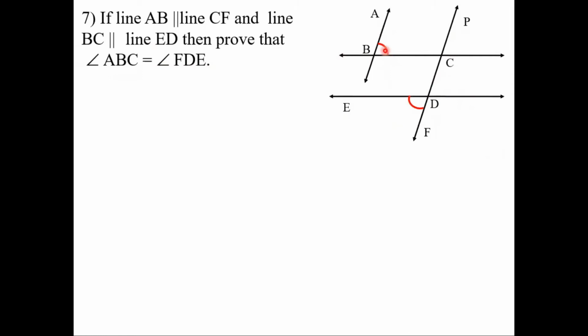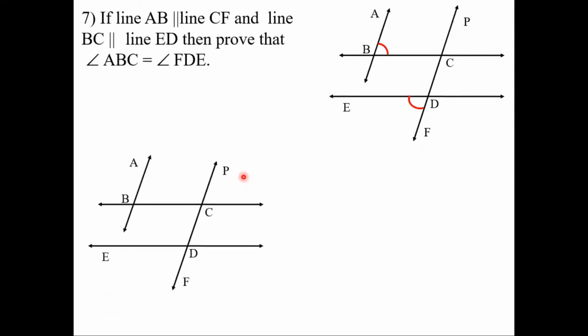You cannot write the correlation between angle B and angle D directly, so you have to create some correlation for that, and after that you can reach the answer. So first of all, I'm going to show you a breakup of the problem so you can easily understand it. Here they have given AB parallel to CF.